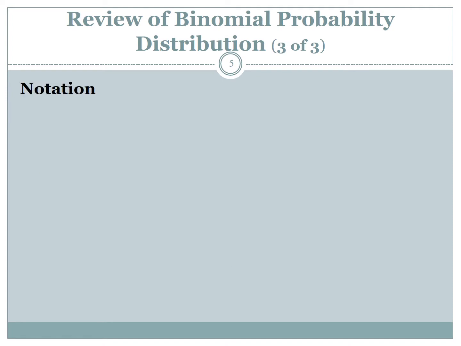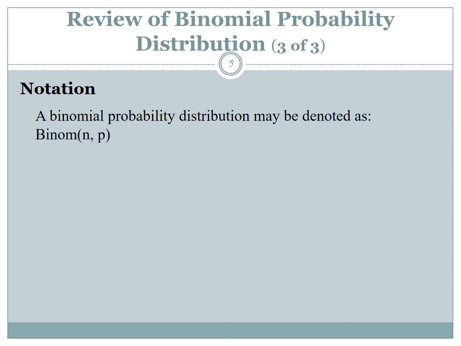So let's get to the formula. Before that, let's talk about some simple notation. All we need for a binomial probability distribution is n and p. All you need to know is how many trials and the probability of success. So the short notation for a binomial probability distribution is binom open paren n comma p.